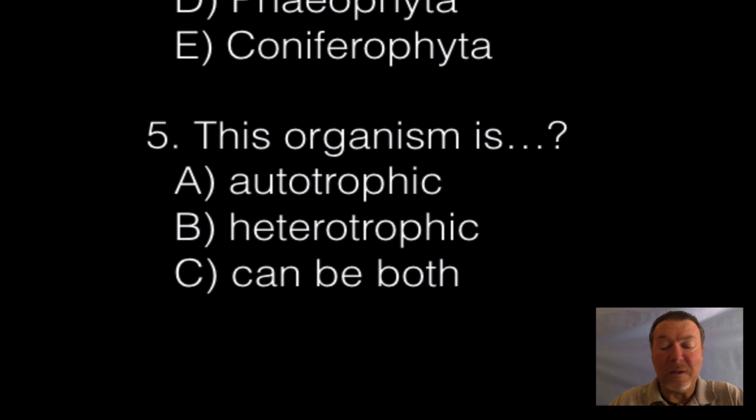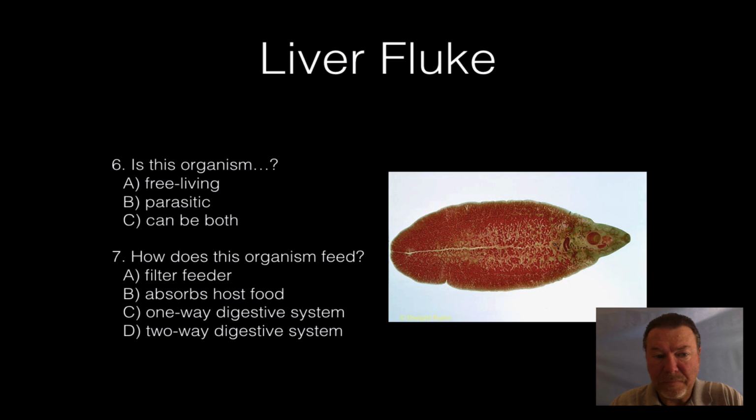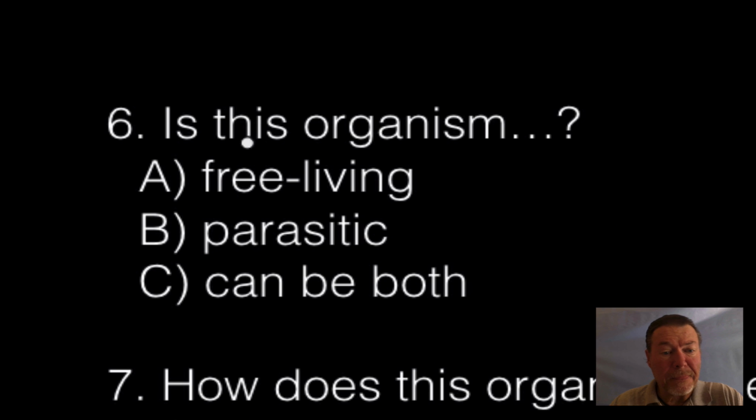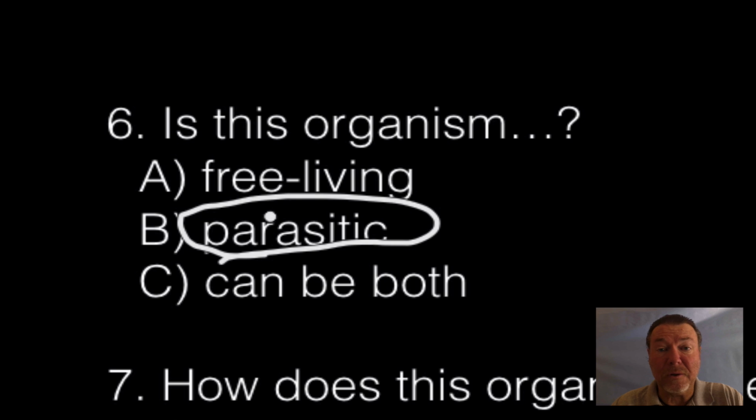So, the next specimen. Okay, next specimen is the liver fluke, and this organism is parasitic. Just the term liver fluke should give you a clue. They are not free living. Free living basically means that they live on their own without a host, and obviously they cannot be both. How does the organism feed?